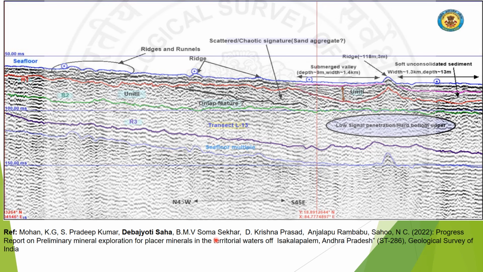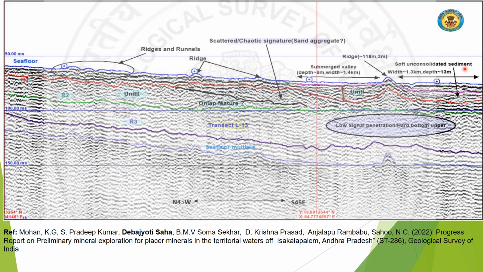So another picture you can find. There are practically acquired seismic sections. There is a ridges and runnels figure, and the scattered and chaotic seismic signature. There are valley-like features. These circles are representing the sample points from which we have acquired geological samples, at particular coordinates. There is a soft unconsolidated sediment section.